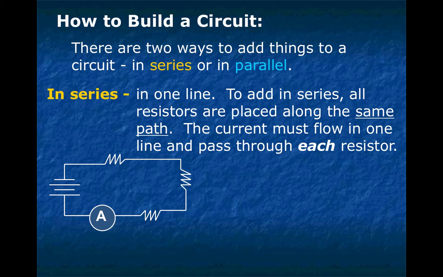Electrons are going to travel in a clockwise direction around this circuit. They'll leave the top side, they'll go through resistor 1, they'll go through resistor 2, they'll go down through resistor 3, then they'll go through the ammeter, and they'll go back to the battery. So you'll notice every electron has to go through every resistor. So here you have 3 resistors connected in series.